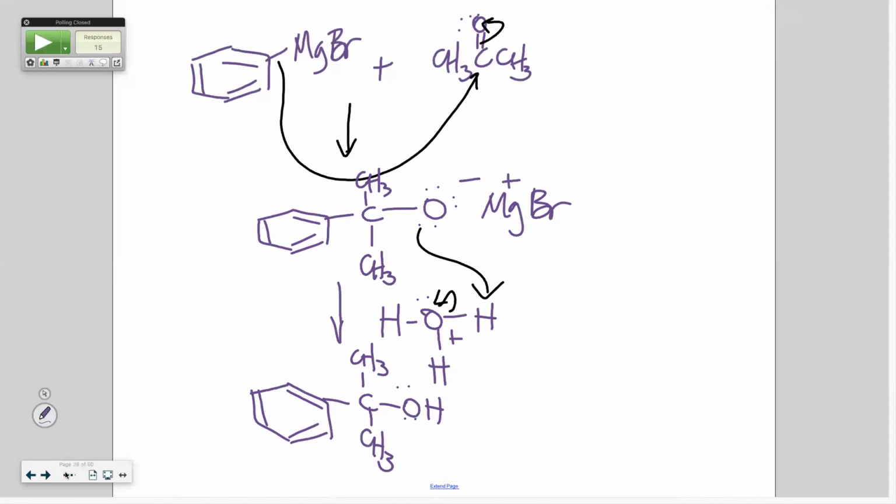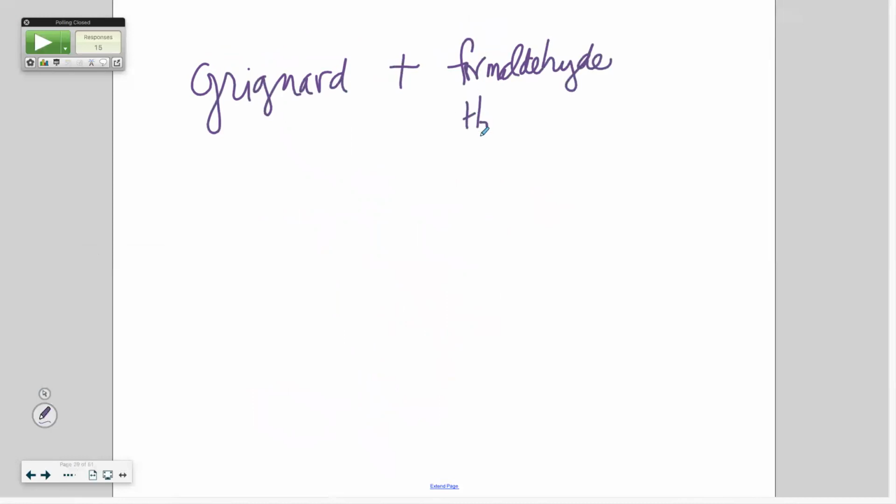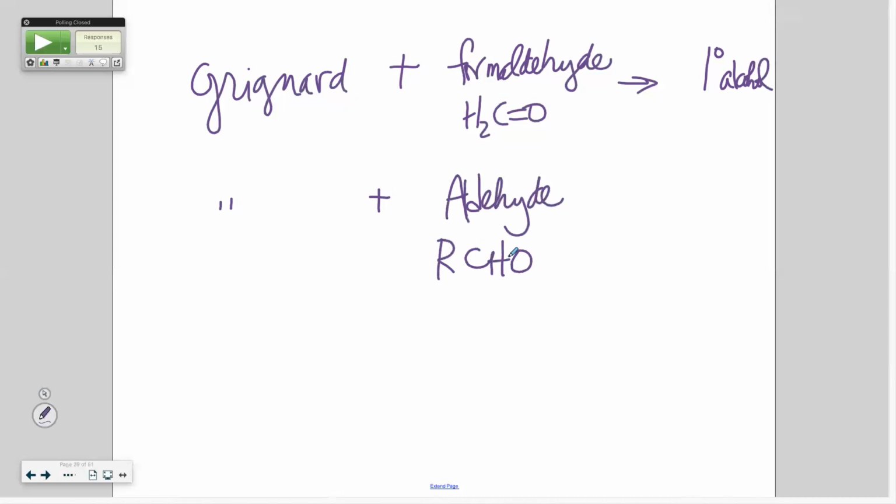Tertiary. Okay, so to summarize, if you have a Grignard plus formaldehyde, do you remember what that is? What kind of alcohol do we get? Primary. Okay. If you have a Grignard plus an aldehyde, that would be RCHO. Remember, CHO stands for the aldehyde, carbonyl H. You would get what kind of alcohol? Secondary.